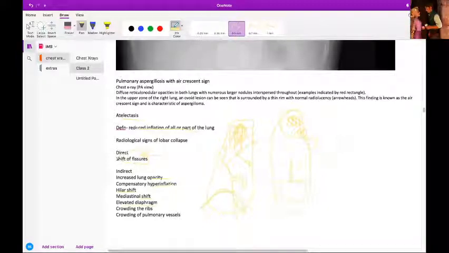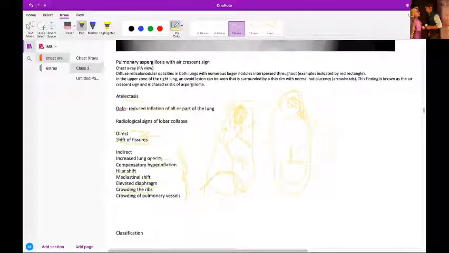In the area of collapse, there might be crowding of ribs, or crowding of pulmonary vessels. So these are like indirect signs. You cannot say for sure that if these are present, atelectasis is present, but these also indicate that atelectasis is present. For sure, it's if there's shift of fissures.